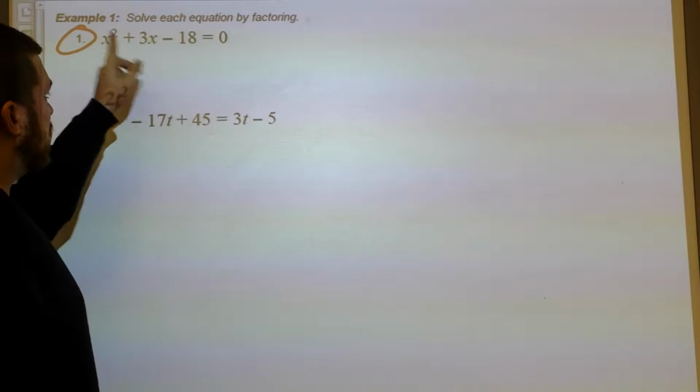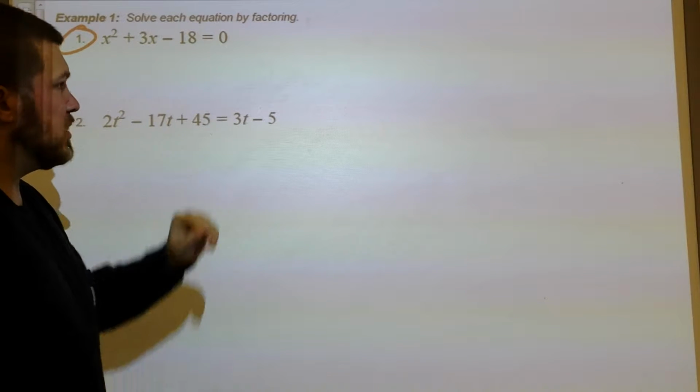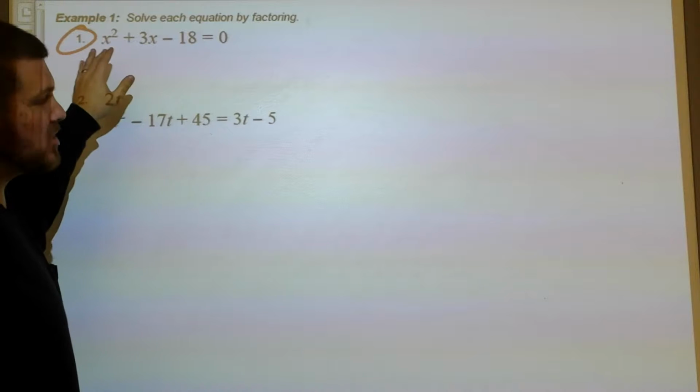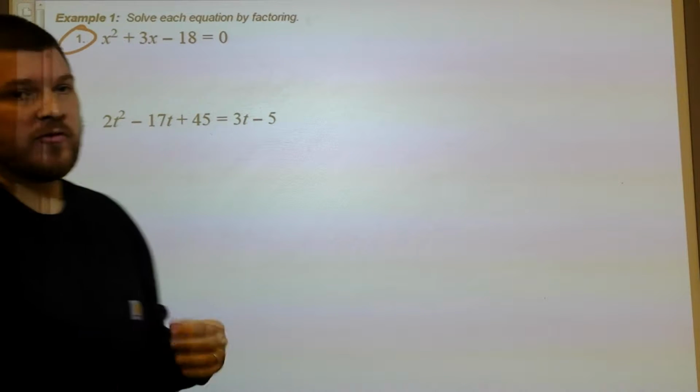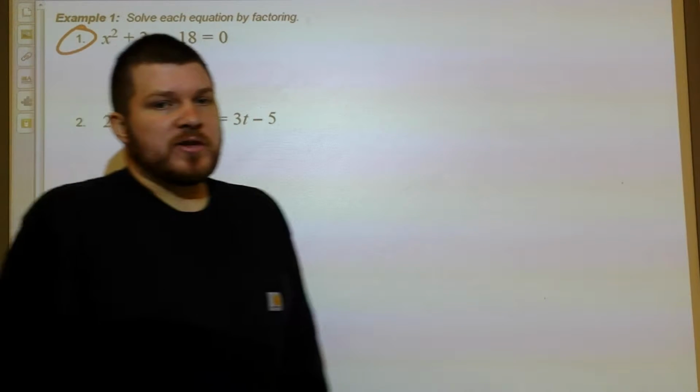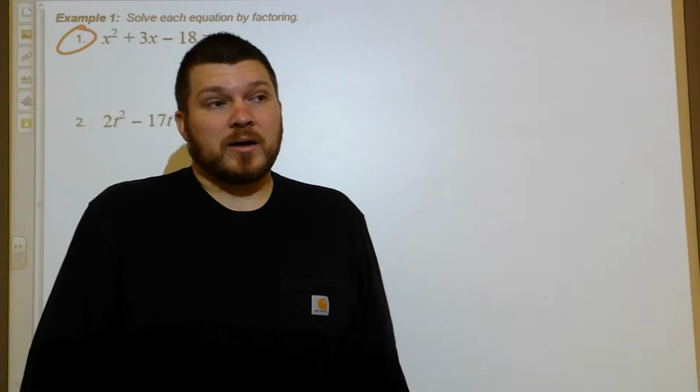So I have x squared plus 3x minus 18 equals 0. I'm not worried about the equals 0 part right now. What I want to do is just focus on the left-hand side of the equation, the x squared plus 3x minus 18, and I want to factor that. Alright, well this is a trinomial, and as we saw in the previous set of videos, anytime we have a trinomial we use the bottoms-up method.